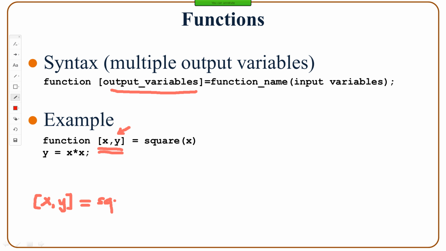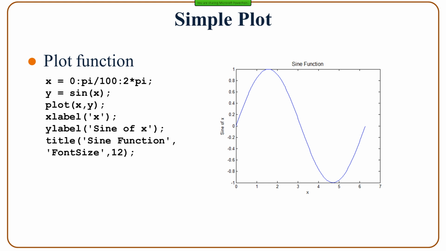Now we talked a little bit about the graphics in MATLAB. In this example, I create a vector x with values from 0 to 2 pi, and the step is pi divided by 100. So x contains the values on the horizontal axis, and then you call the function sine and give it x to compute sine of x, and the result is stored in y. And then you plot y against x.